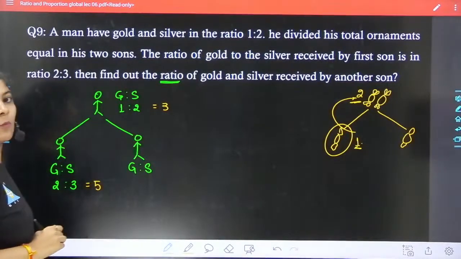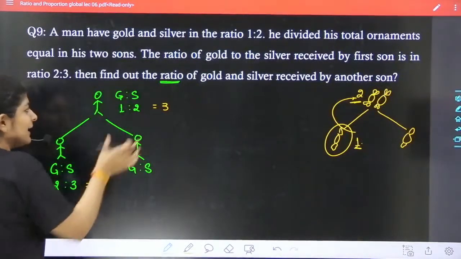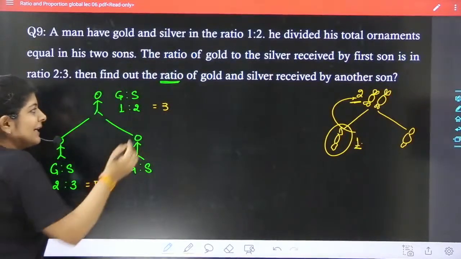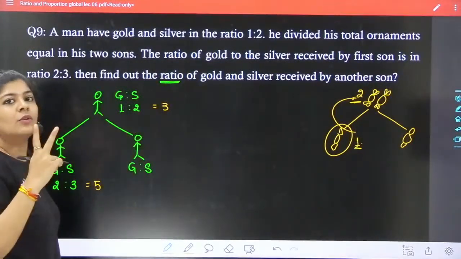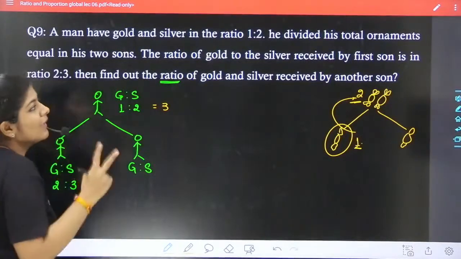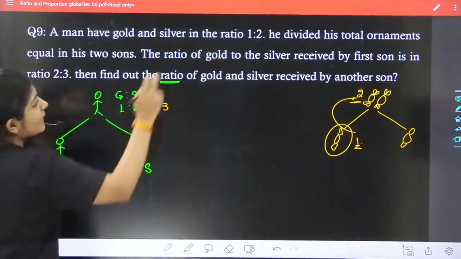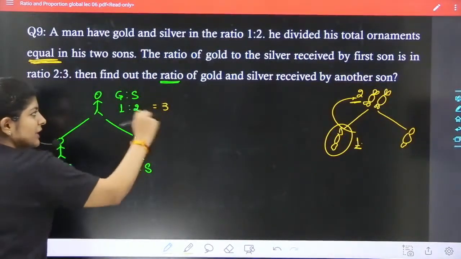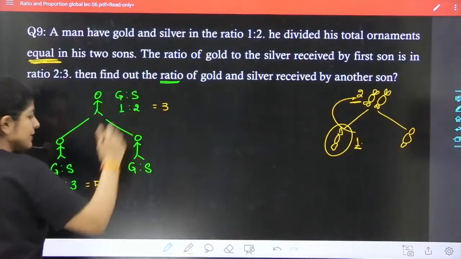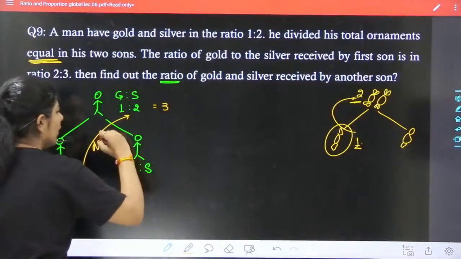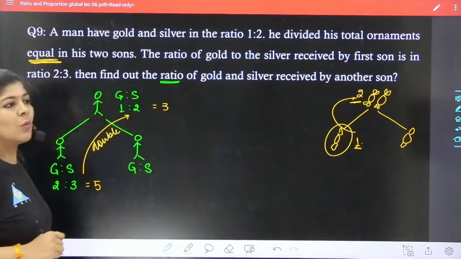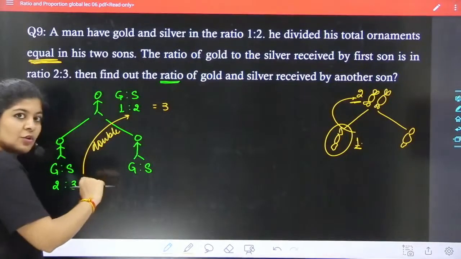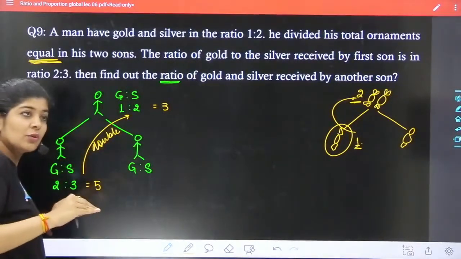So firstly, what I have to do, I have to make this value double of this value, so that I can divide all these ornaments into equal parts. I have to divide all ornaments in equal parts. So this value should be double of this. First I have to make this value double of this, so that we can simply divide this into two equal parts.